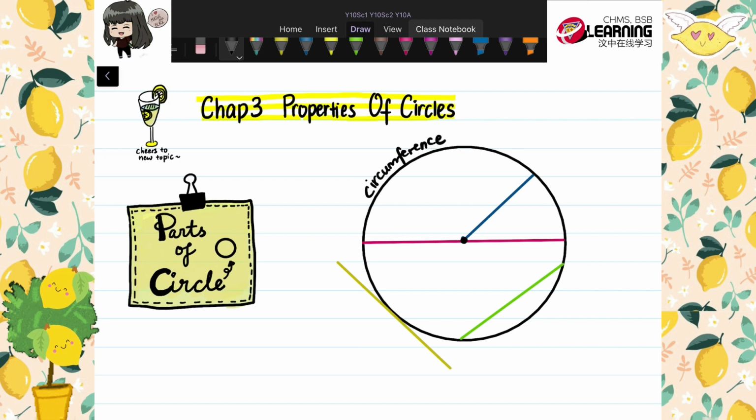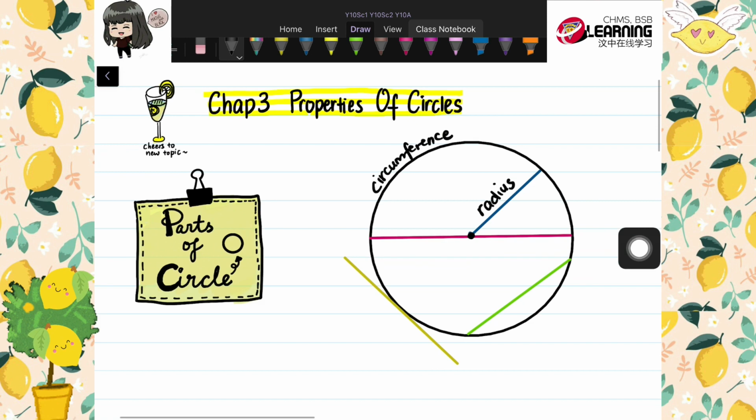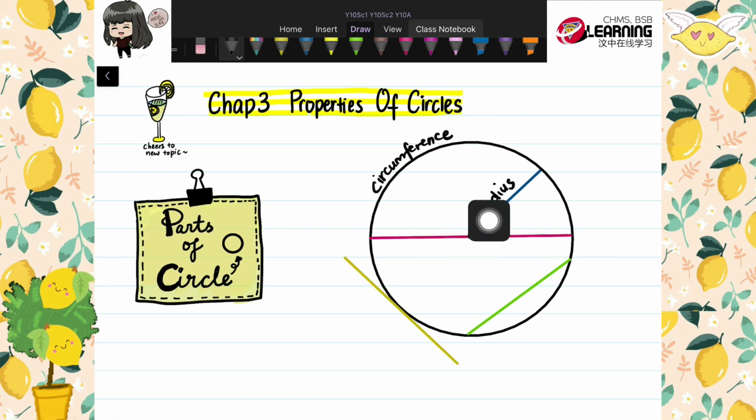So next thing you need to know is radius. This is your radius. The length from the center to the circumference is radius. So this is radius, radius, radius. As long as it touches from center to the circumference, we call it radius.